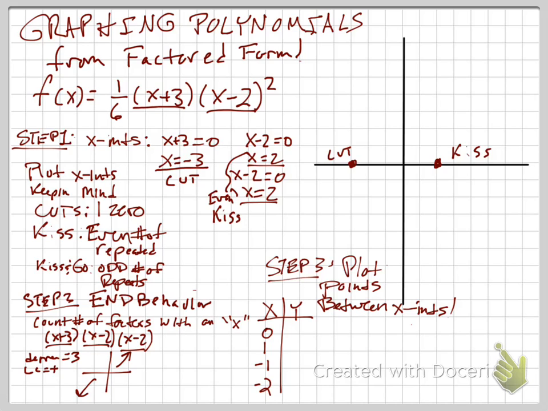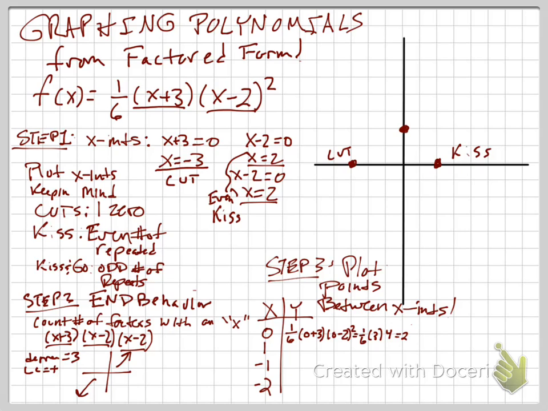So if you were to plug in 0 here, the function turns into 1/6 times 0 plus 3, and then it would be 0 minus 2 quantity squared. So really it'd be like 1/6 times 3, and then negative 2 squared is 4, so it's a sixth of 12. I think that's just 2. So when I plug in 0, I get 2. That would be this coordinate right here.